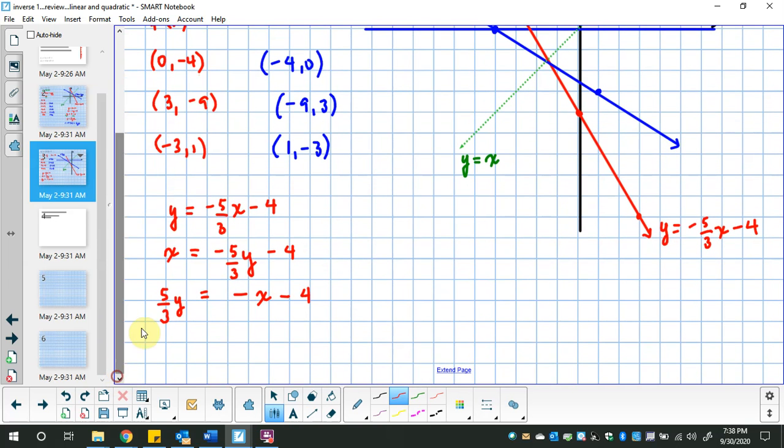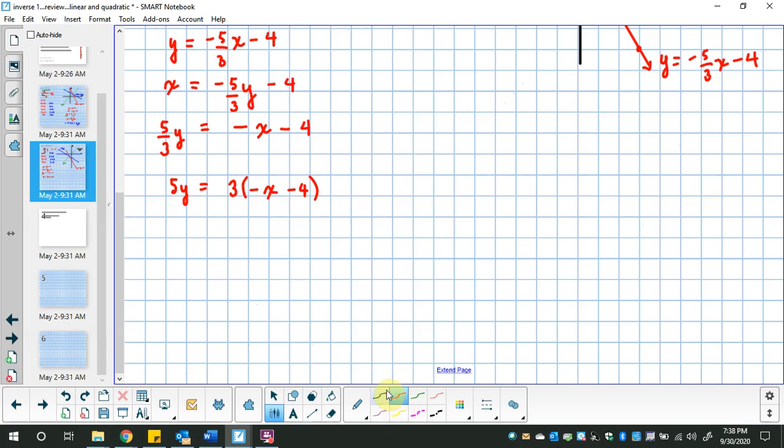So here's what you can do. This says times 5 divided by 3. So for me to get rid of this, my first step will be to reverse divided by 3, in which case I'm going to times by 3. So that's negative 3x minus 12. Divide by 5 to reverse that. We'll be leaving y by itself, and it'll be all over 5.